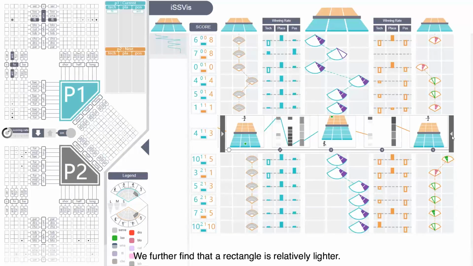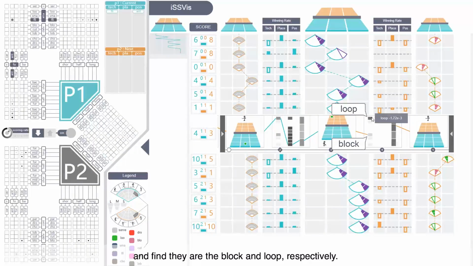We further find that a rectangle is relatively lighter. We hover on the rectangle and the darkest rectangle and find they are the block and the loop, respectively. The loop might be a better choice than block at the last stroke.